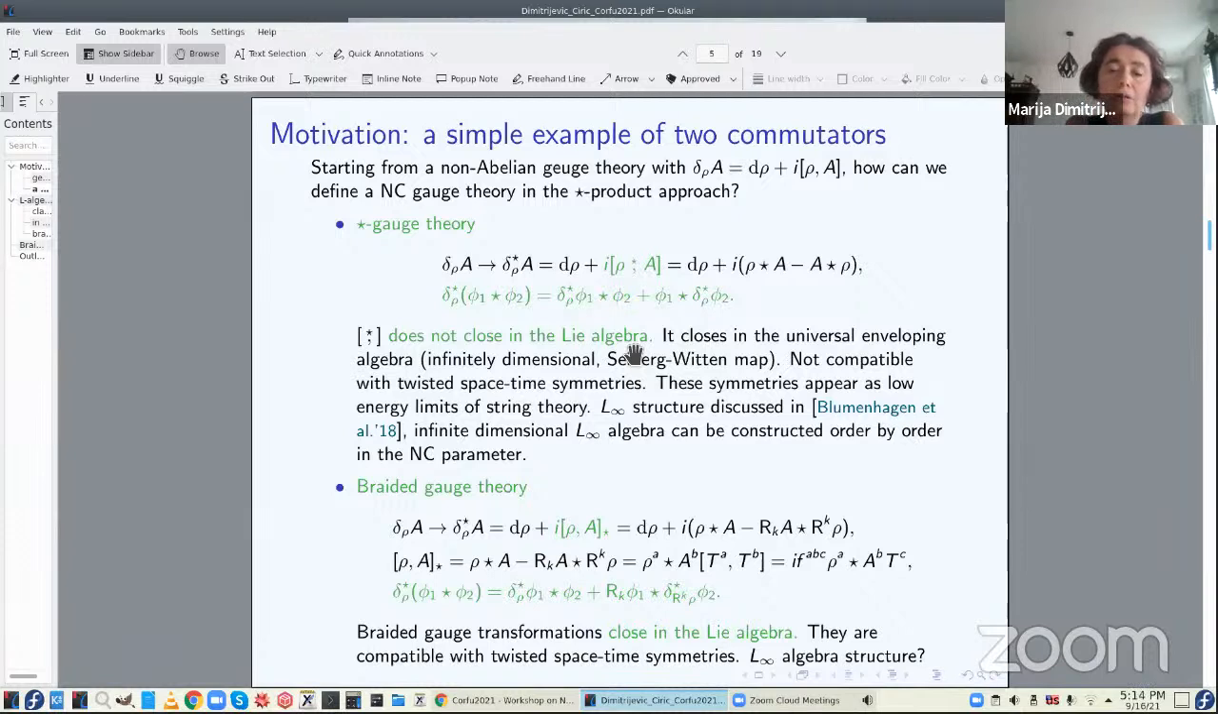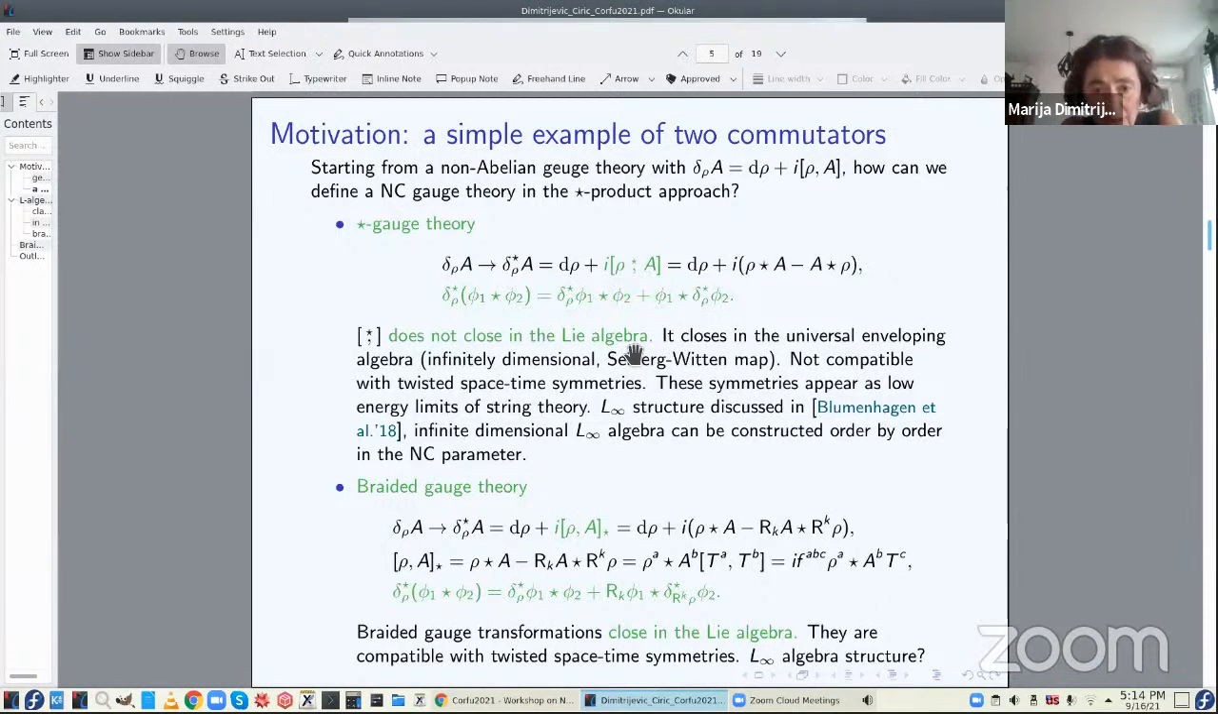And then there is the whole story of the Seiberg-Witten map, which enables us to get rid of these new degrees of freedom. We just express them in terms of the usual commutative degrees of freedom. And that works, and one can do a lot of things with that.